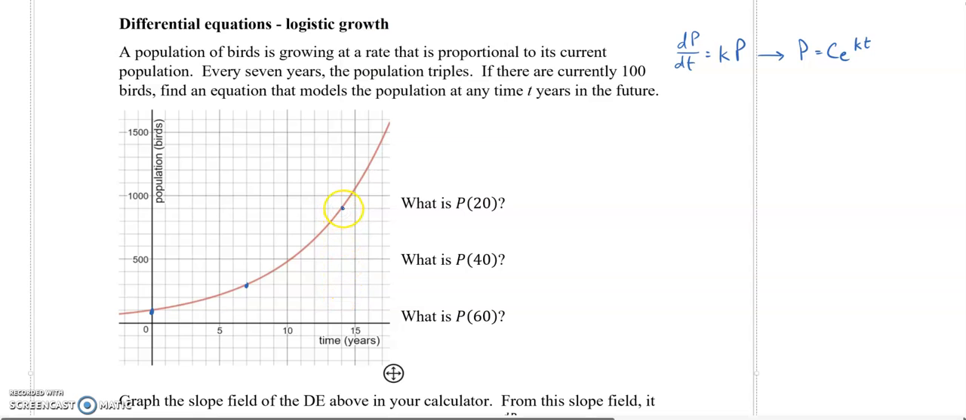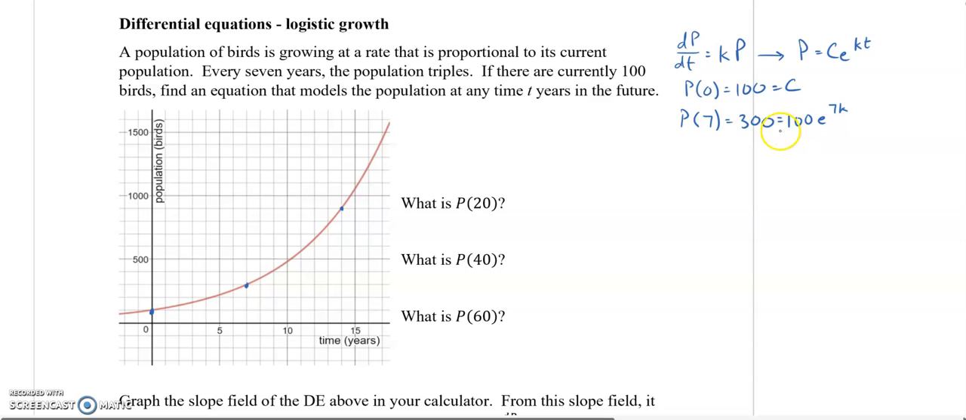So that's an exponential growth model because we're multiplying our population by the same thing per unit of time. So we'll solve for c and k. We know that p of 0 is equal to 100, but we also know that p of 0 is equal to c, so c equals 100. So we also know that p of 7 is equal to 300, and that's also equal to c times e to the 7k.